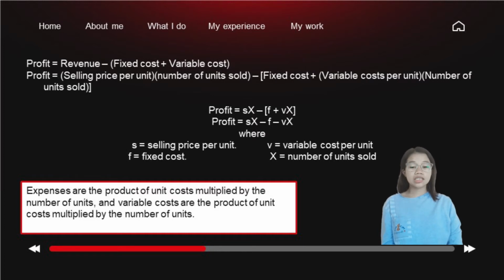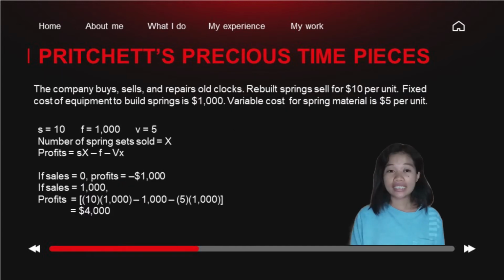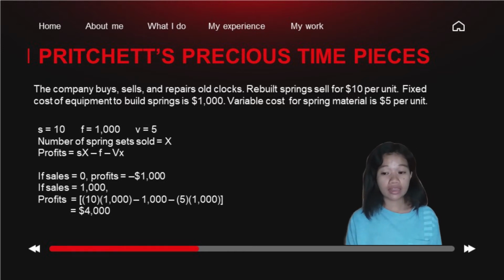So, expenses represent the product of unit cost multiplied by the number of units, and variable cost is the product of unit cost multiplied by the number of units. So, let's take an example. The company buys, sells, and repairs old clocks. A rebuilt spring sells for $10 per unit, and the fixed cost of equipment to build the spring is $1,000. Variable cost for spring material is $5 per unit.